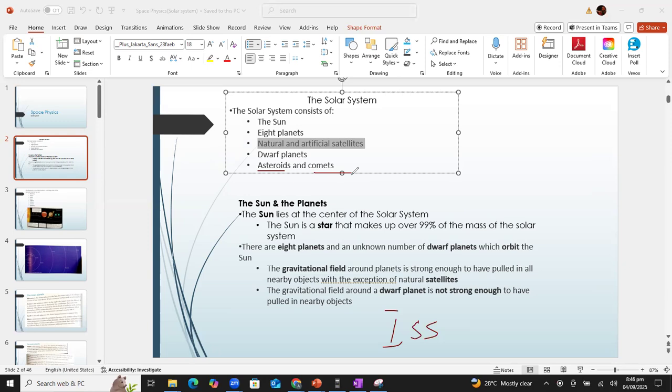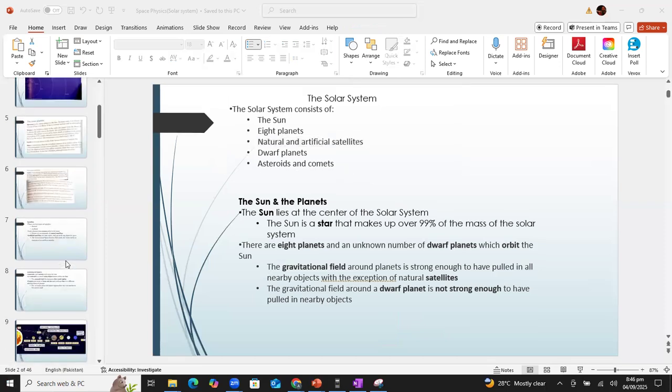Asteroids are rocky. They are made up of different minerals. They are made up of different materials as well. There are some asteroids, beta, which are very expensive. They are made up of those materials which are very precious, which are very expensive. But if I talk about comets, they are made up of gas and dust, and they have a long tail which is made up of ice.